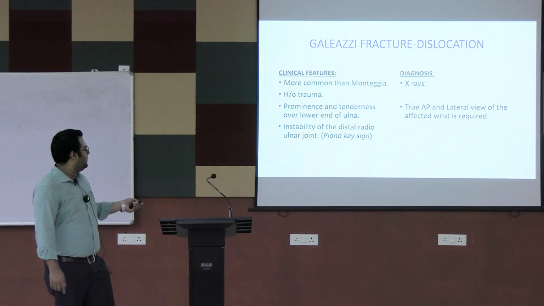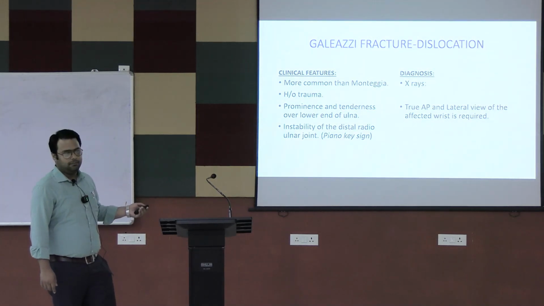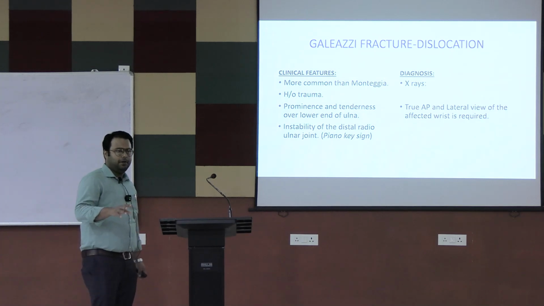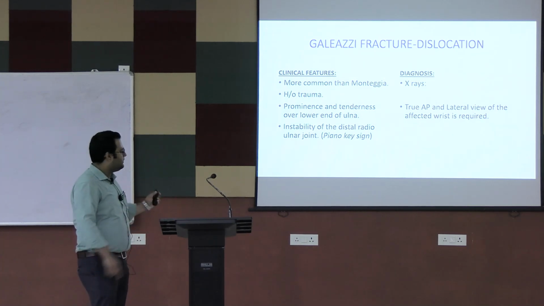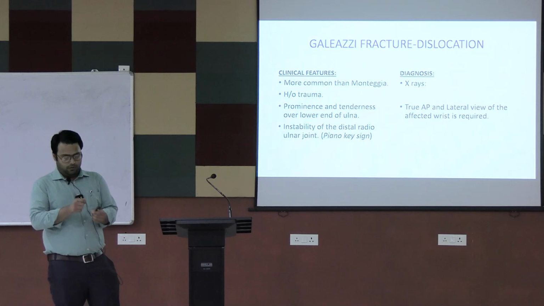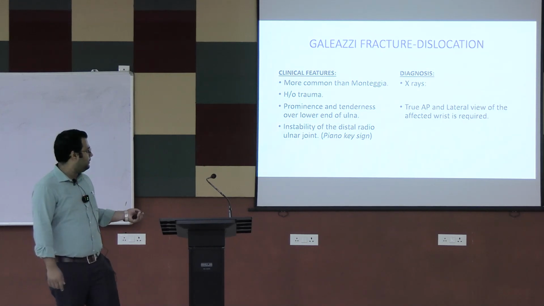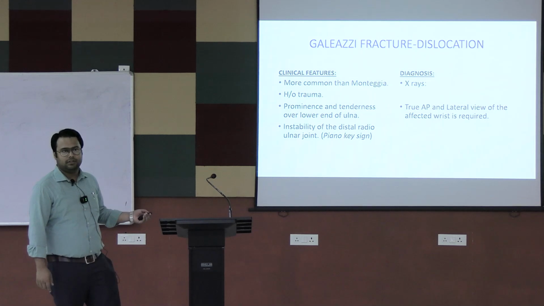And also there is instability of the distal radioulnar joint. Sometimes what happens, the dislocation is not very pronounced, so it's very difficult to see or palpate it, but there is always an instability of the distal radioulnar joint. When you try to ballot the two bones, there is positive ballotment, and this is known as the piano key sign. Once again, an MCQ question. Okay.